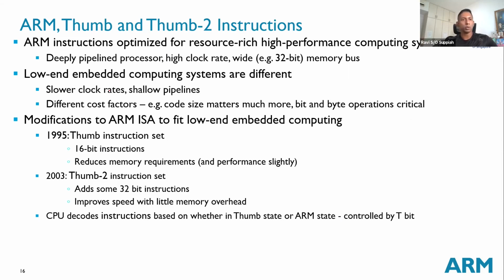So ARM is 32-bit. Okay, this is 32-bit. Then later they came out with 16-bit, to support some industry requirements. And then they realized that they needed to support both at the same time. So they came up with this new architecture or instruction set, which is Thumb-2, which allows intermingling between 32-bit instructions and 16-bit instructions.